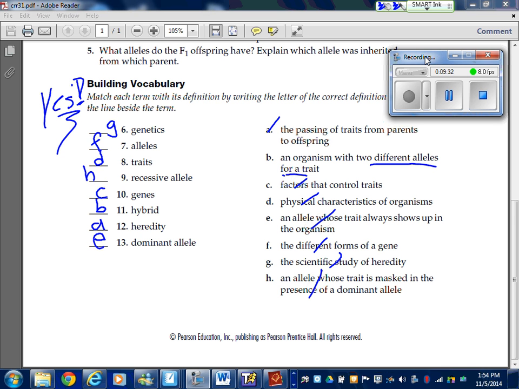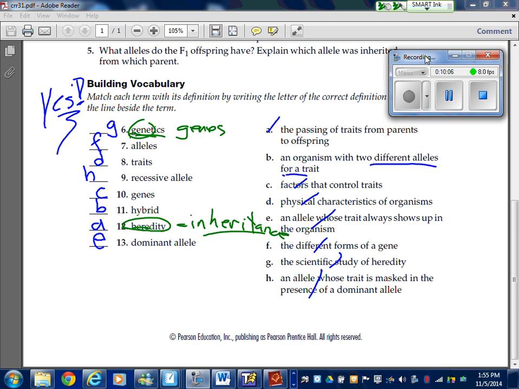Now, let me tell you something real important here. It gets a little confusing sometimes when you look at genetics or heredity. Mendel studied heredity. He technically didn't study genetics because he had no idea what genes were. Heredity, as you see in the word, is studying inheritance. And then genetics is studying genes.